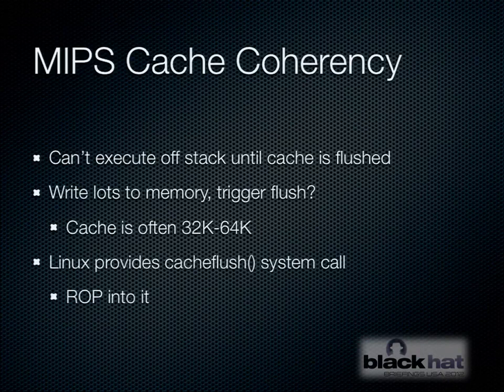Fortunately, Linux provides a cacheflush system call that you can use. And in fact, I believe if you check the man page for cacheflush, it'll even tell you that the system call is only implemented on MIPS. So there you go. If you can set up the parameters for cacheflush properly and then ROP into it, then you can force the cache to be flushed and then start executing your code off the stack.